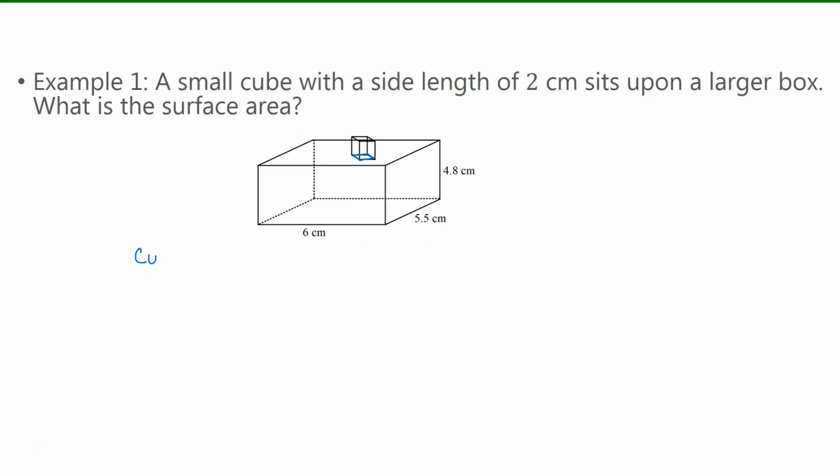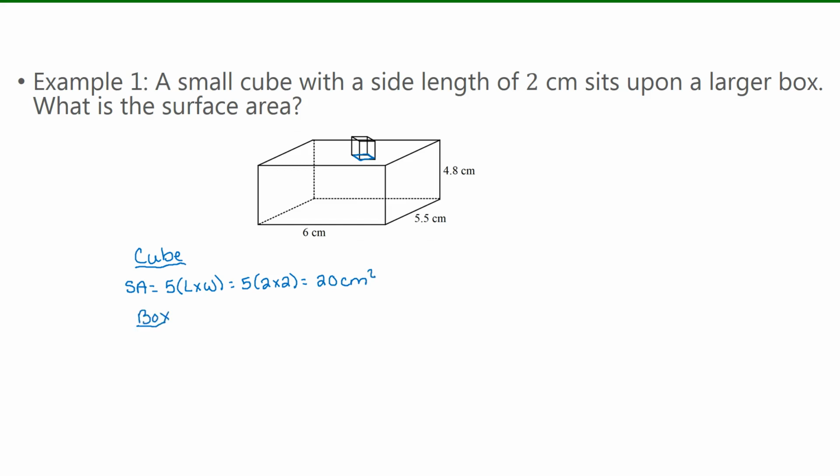So let's start with the cube. For a cube, all 6 sides are equal. So when we find the surface area, we find the area of one side and then multiply it by 6. Now since we're not including the bottom here, I'm just going to multiply it by 5. So 5 times length times width. The length and width are both 2. Working that out gives me 20 centimeters squared.